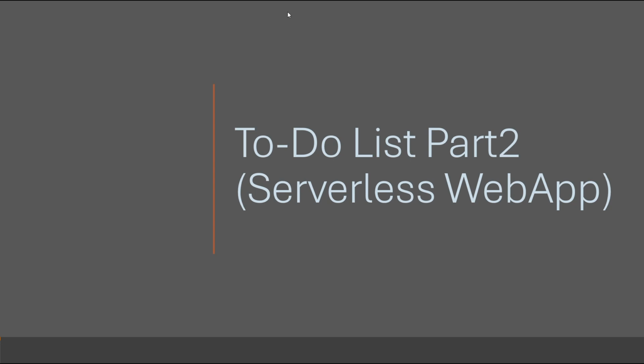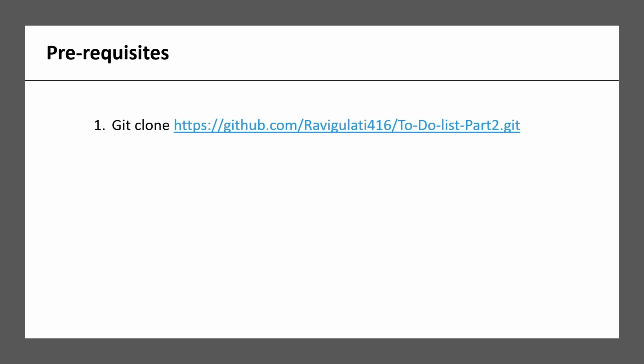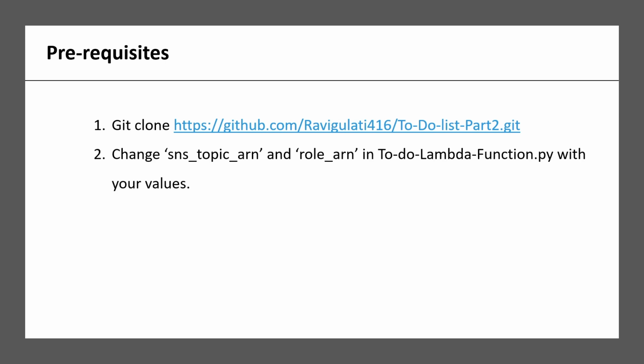To add this new feature of getting a reminder email, there are some prerequisites. First one is cloning my Git repository. To avoid any confusion, I have updated all the code related to this new feature in the to-do list part 2 Git repository. And the second is changing some variable values with your own resources.